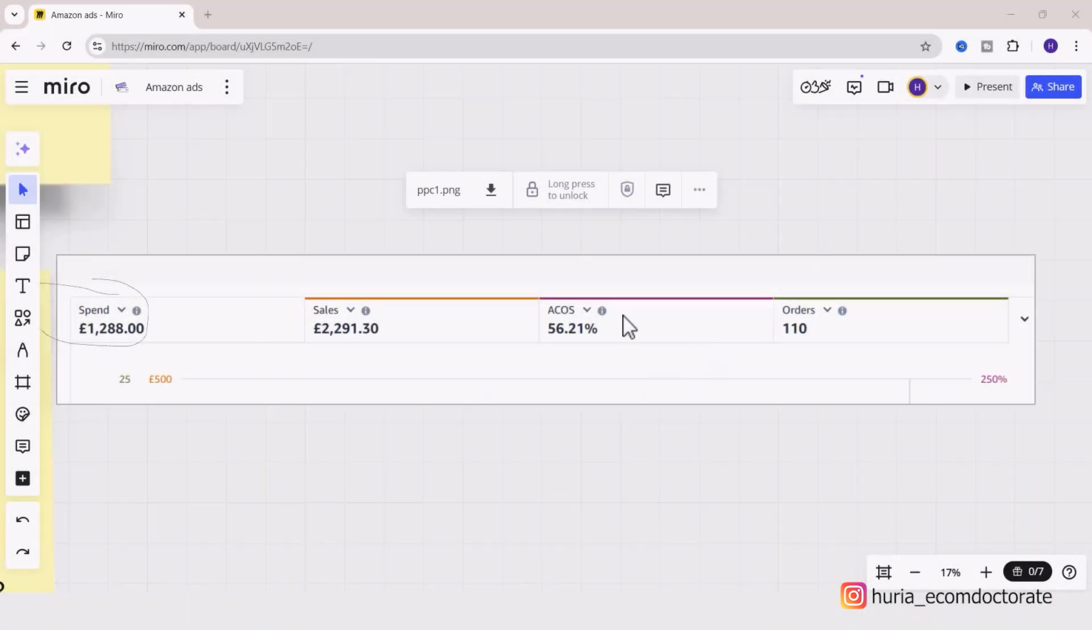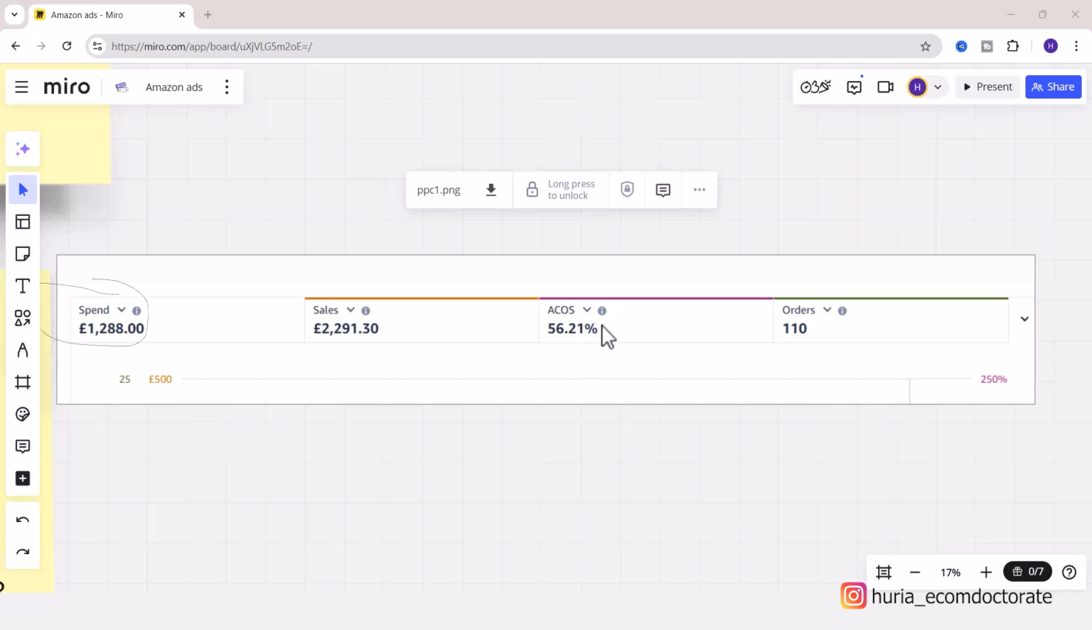If you go to the ads, this product for that period made a spend of $1,288 and sales of $2,291. Now, if we do that ACoS formula, which is ad spend divided by the ad revenue times 100, it will give us 56.2. Most Amazon sellers will think this is too high and they should really reduce the bids and reduce everything, and they start taking actions.